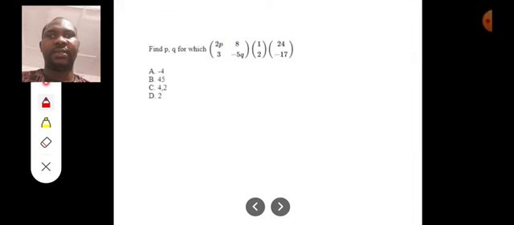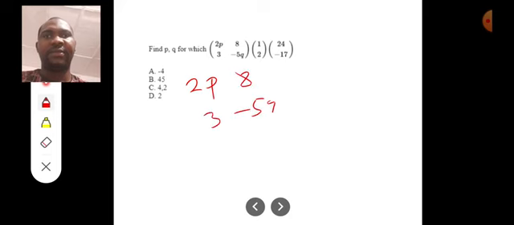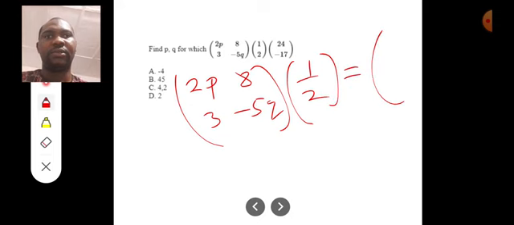We have to find P and Q if the matrix [2P, 8; 3, minus 5Q] times [1; 2] is equal to [24; minus 17]. Okay. Now here is a matrix actually. It should be written as [2P, 8; 3, minus 5Q] times [1; 2], then equal to [24; minus 17]. Sorry, there should be no 1 over 2.